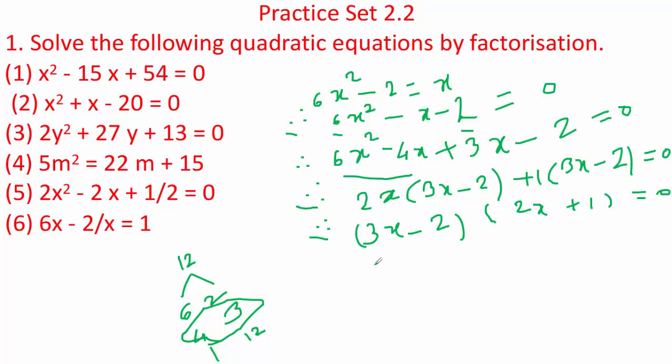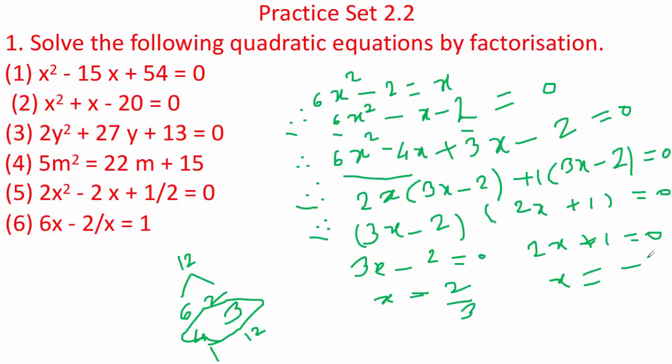As the product of two terms is 0, at least one term is 0, therefore 3x minus 2 equal to 0, or 2x plus 1 equal to 0. This gives 3x equal to 2, that is x equal to 2 by 3. This gives 2x equal to 1 minus 1, therefore x equal to minus 1 by 2. Therefore, roots are 2 by 3 and minus 1 by 2.